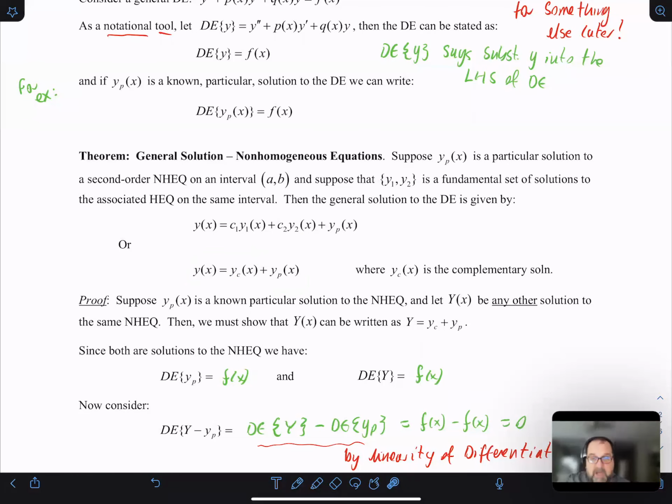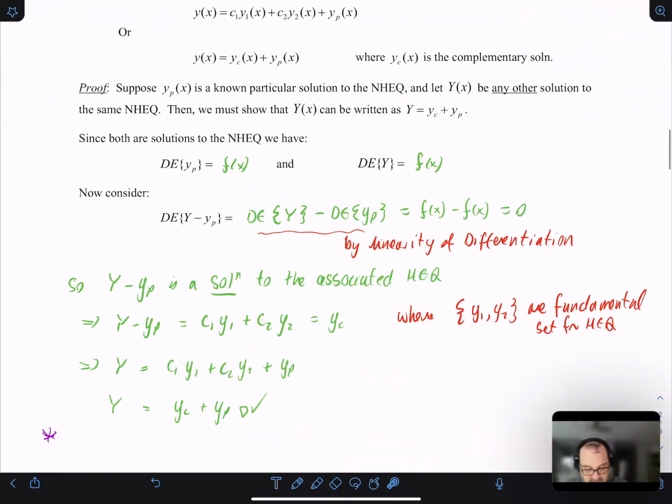So there's really two steps to solving the non-homogeneous case. You have to solve the associated homogeneous case and come up with this complementary solution, the general solution to the homogeneous case. And then you also have to find some solution to the NHEQ. Any one will do, just some particular solution. And then we form a general solution to the non-homogeneous by adding the two things together.